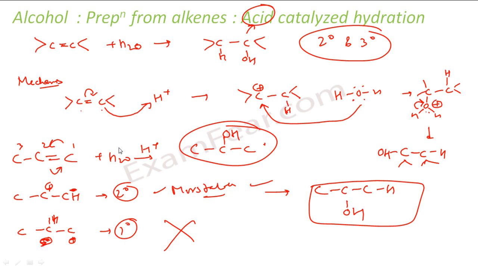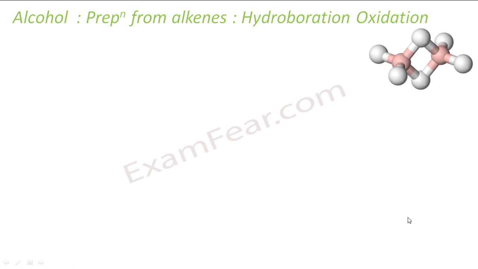Correct. So how do you understand? You have this carbocation formation. You will try to form a stable carbocation. That is, you will follow Markovnikov rule. So the carbon with the lesser number of hydrogens, in that carbon OH will be attached. So let's see the reaction mechanism of this hydroboration oxidation reaction.